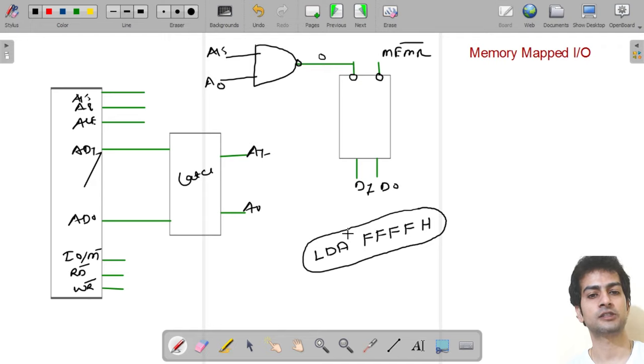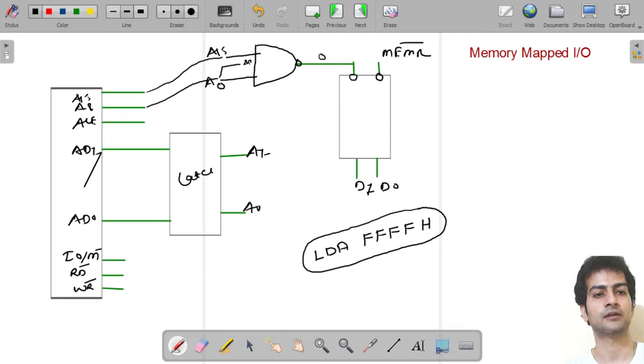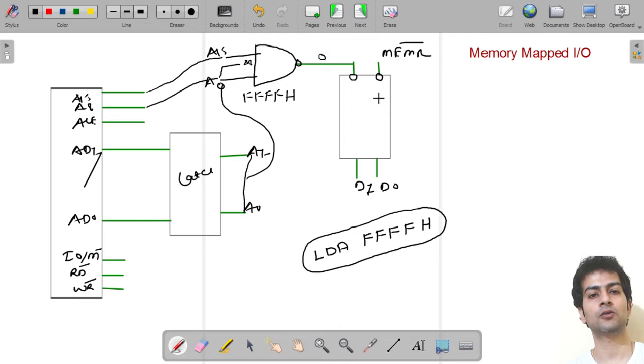So what will the microprocessor do? It will generate a 16-bit address. FF will come at the higher order address lines, starting at A8, and the lower FF bits will come at the lower order address lines. So the input of the NAND gate will have FFFFH, its output will become 0, and this input output device will get enabled.